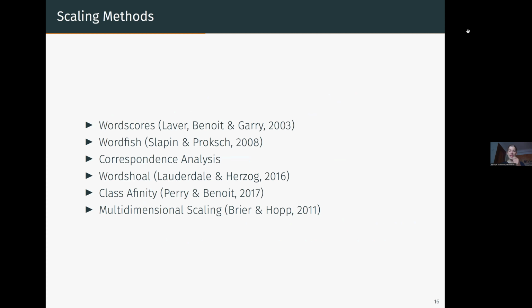Then there are scaling methods. What scaling methods do is put your text on any kind of scale. Say, for example, a left-right scale, or a progressive-conservative scale, or a pro-EU, anti-EU scale, any kind of scale. And here are a couple of the more popular ones. One of the older ones is Wordscores, which takes your text and puts it on a dimension that you put in at the beginning. You decide what it is.